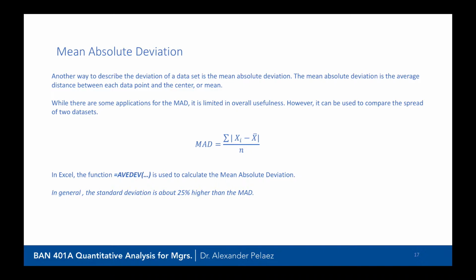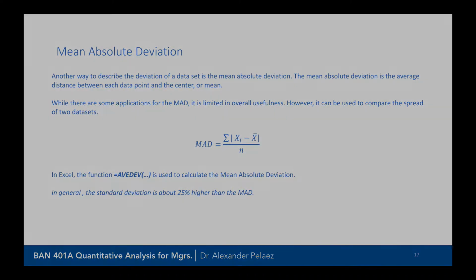While there are some applications for the MAD, it's limited in its overall usefulness, but it can be used to compare the spread of two data sets. In Excel, we could use the function AVEDEV to calculate the mean absolute deviation. In general, it's good to know that the standard deviation is about 25% higher than the mean absolute deviation, but you'll be using standard deviation more than anything else.